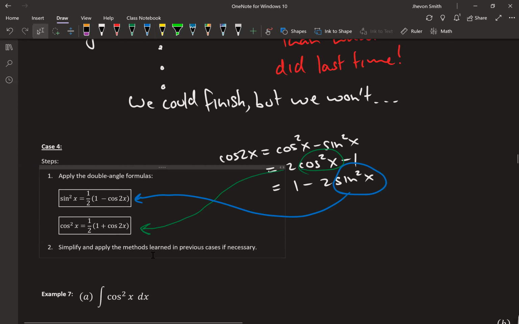And it turns out when both of them have even powers, you apply these formulas, the double angle formulas, and then you simplify and apply the methods that we learned in the previous case as is necessary, okay? So as long as both are even, you keep applying double angle formulas. Eventually, you're going to get a situation where when you multiply everything out, you're going to have a mixture of powers or an assortment of powers that you can deal with more effectively.